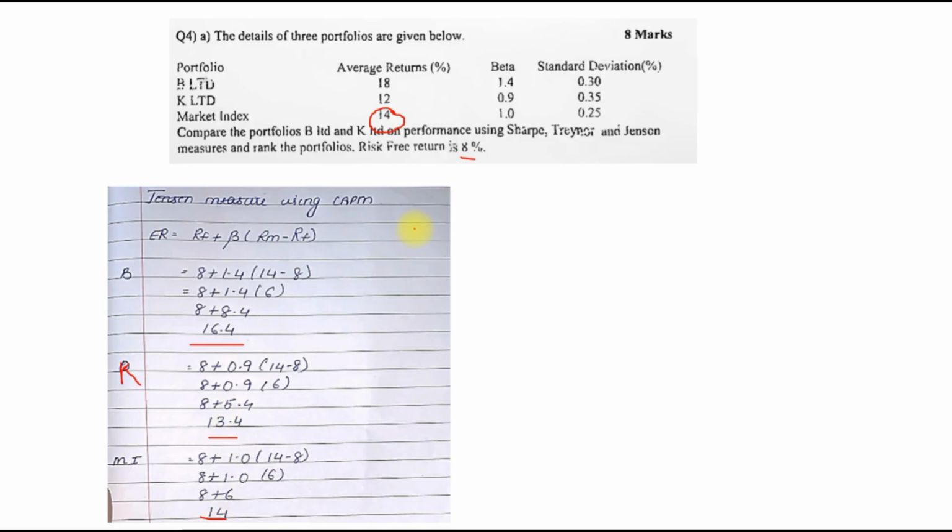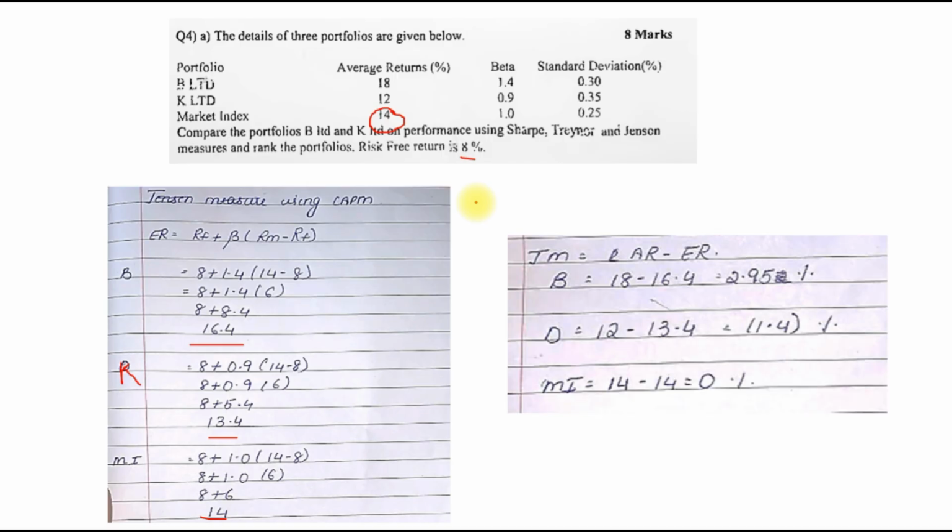This is not the formula. The final formula for Jensen is the annualized return minus the expected return. The average returns were 18, 12 and 14, and the expected returns we found were 16.4, 13.4 and 14. When you subtract, we get the values 1.6, negative 1.4 and 0. Ranking wise, this will be rank 1, this will be 2, and this will be 3. This is how you'll have to solve the sum based on Jensen's measure. This was question number 4a.